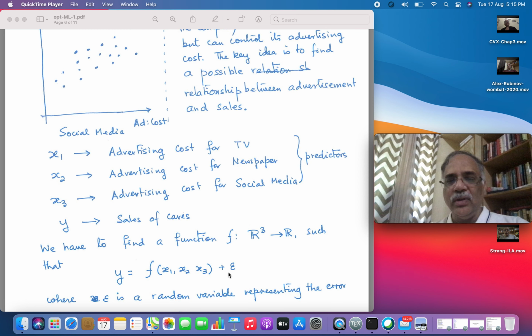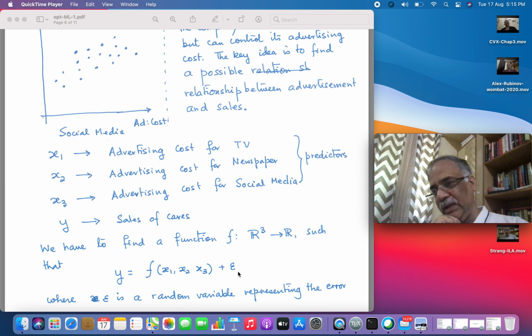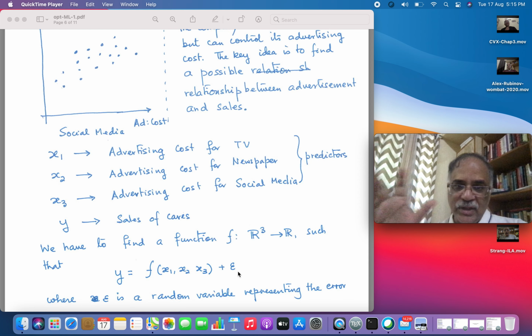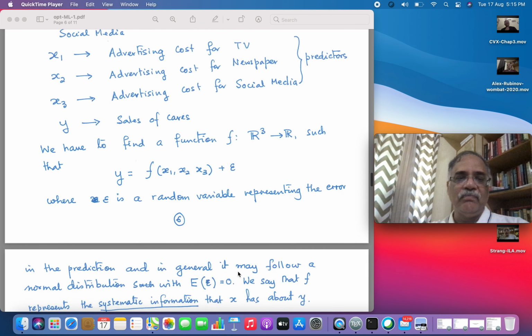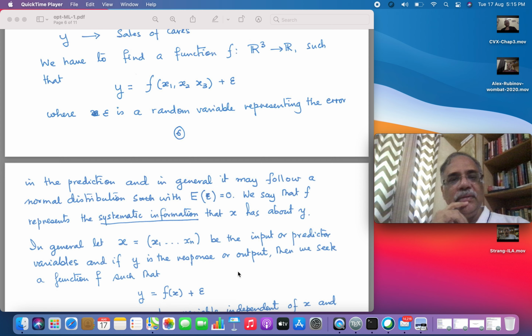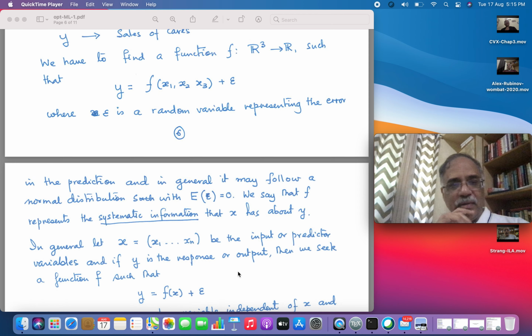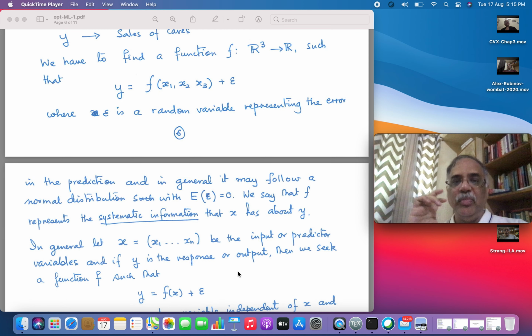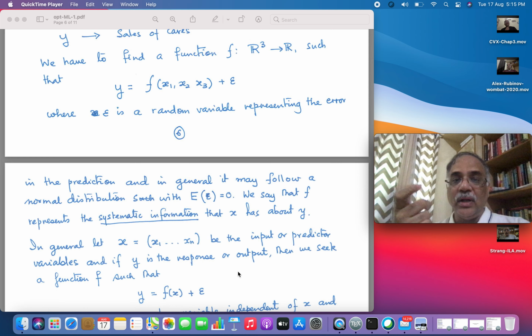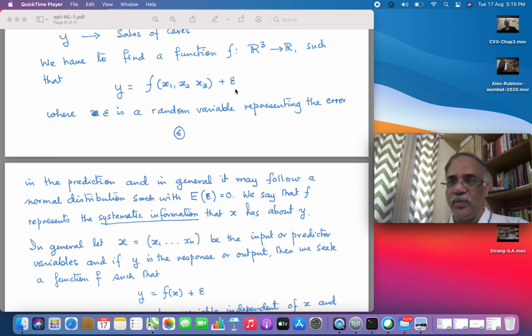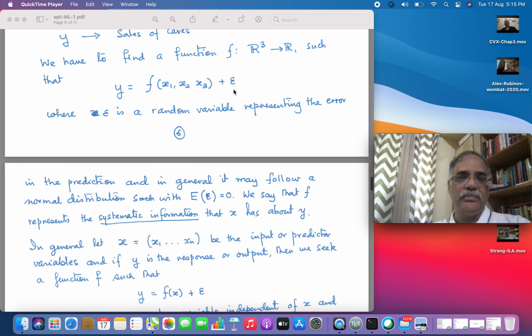So that difference is called the error, and that error usually is normally distributed with zero mean, right? We say that f represents the systematic information that x has about y. So that is why when you have a regression equation, you always put an error term, because you cannot exactly match what is the actual outcome in the field.